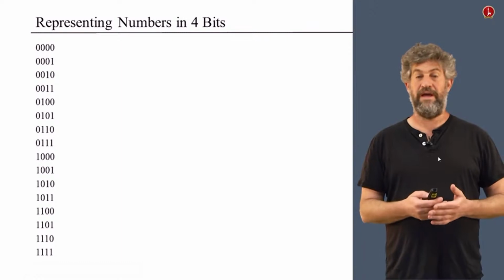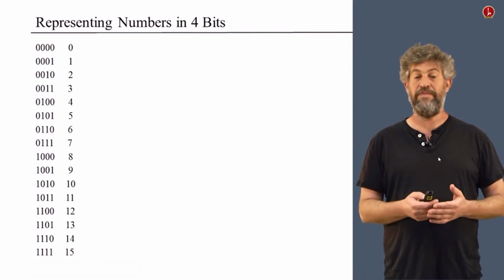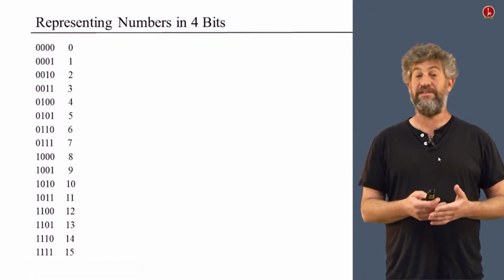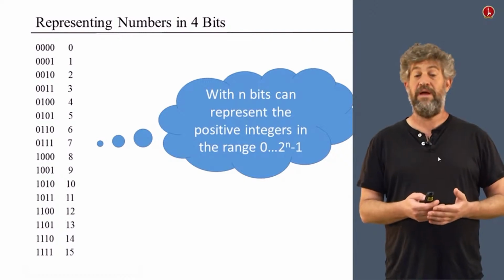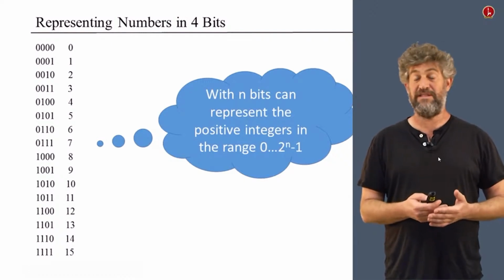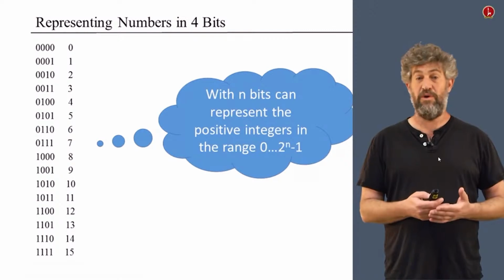So let's take for example the case of 4 bits. We know there are 16 possible values there, and what we've done so far, we represented the integers between 0 and 15, all 16 numbers of them, using the 4 bits. In general, so far, if we had n bits, we use them to represent the positive integers between 0 and 2 to the n minus 1.